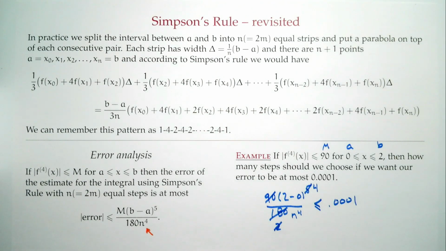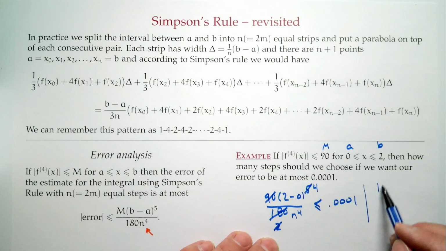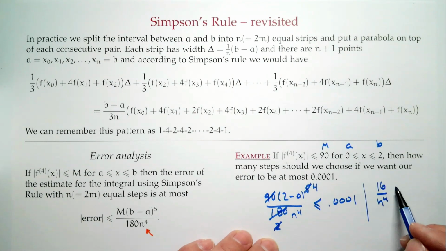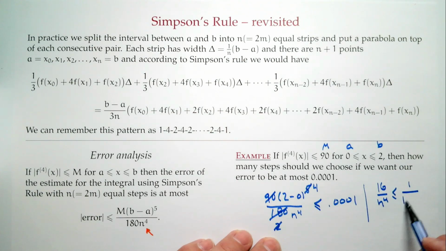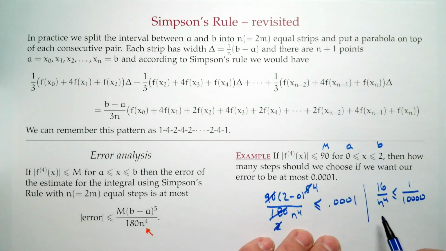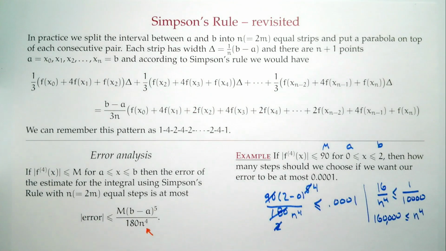So now what do we have? Well, we have 16 over n to the fourth has to be less than or equal to, and again we'll write it as 1 over 10,000. Cross multiply. 160,000. Ooh, that's a big number. Has to be less than or equal to n to the fourth. Now what? Take the fourth root. Exactly.